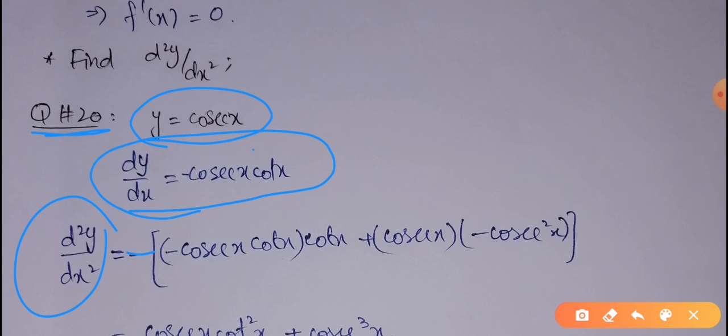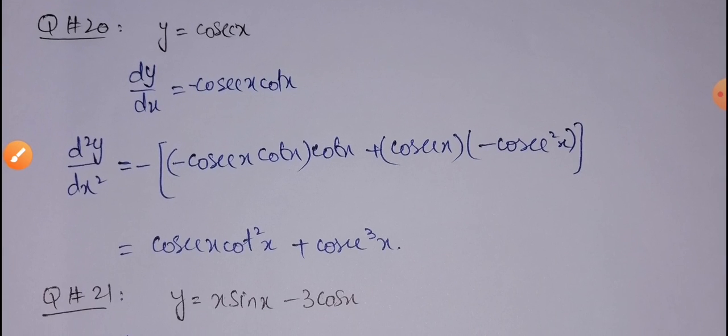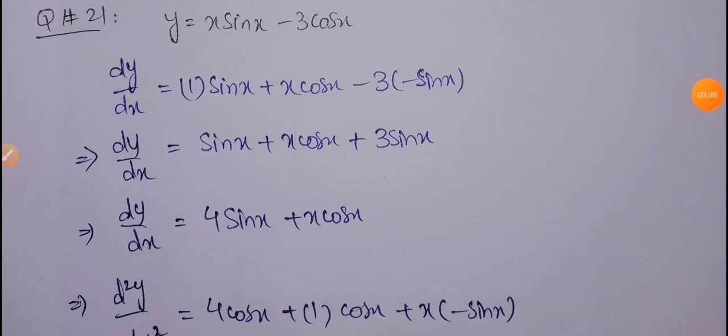So minus, as it is, the derivative of cosecant x, which is minus cosecant x cot x, as it is, plus cosecant x as it is, and the derivative of cot x is going to be minus cosecant square x, and here is the simplified form. Next we have question number 21.